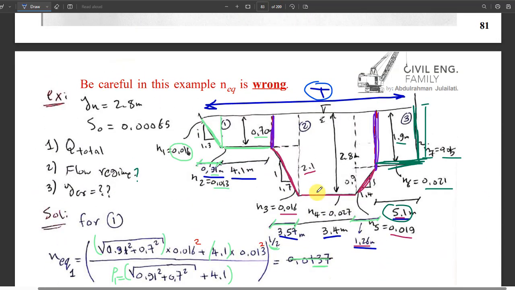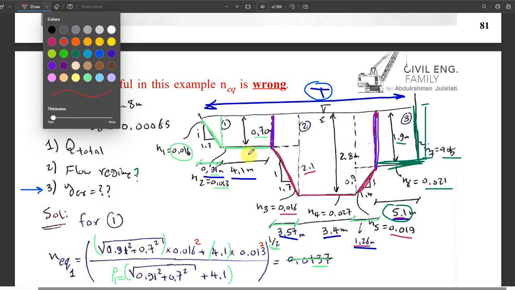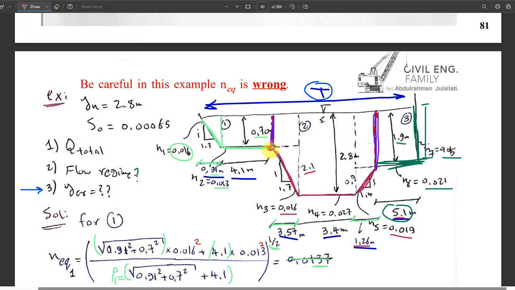Okay then. Now, coming to the last part, which is the Y critical. Here we have an important concept for finding Y critical. For finding Y critical of such channels, we have to go step by step. What does it mean step by step? You should be careful of the breaking points. Here we have a breaking point, and here we have a breaking point.